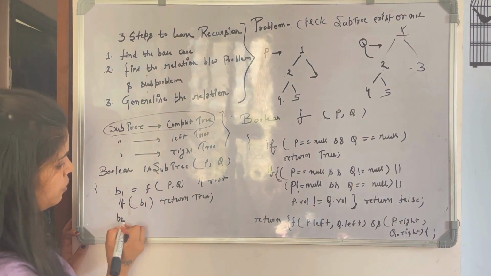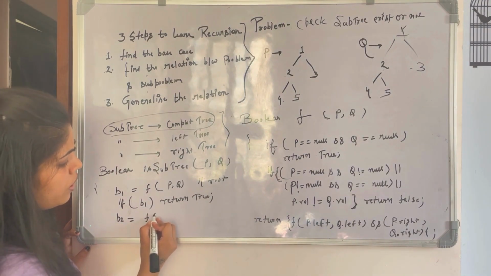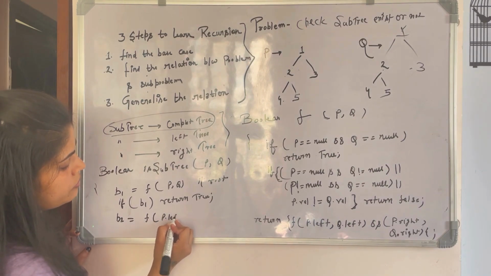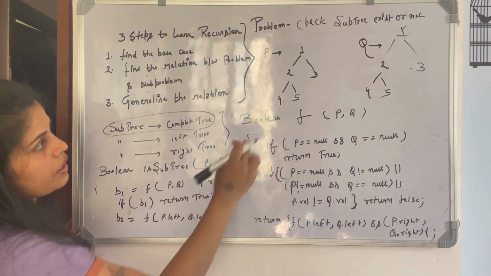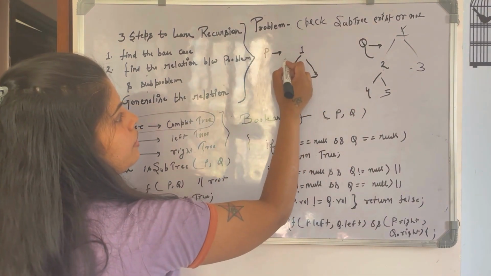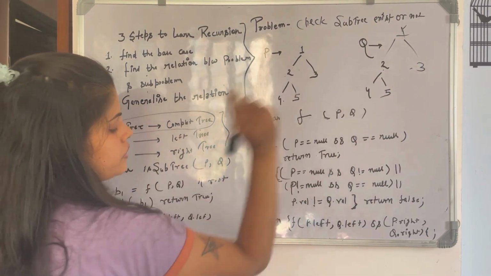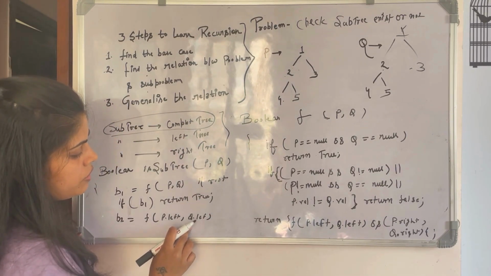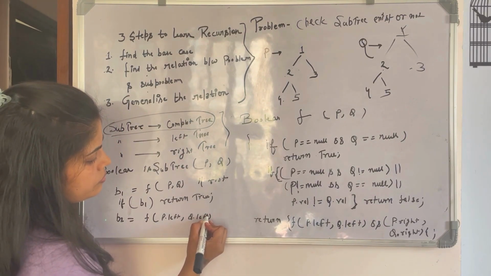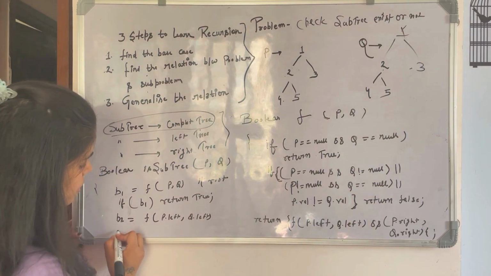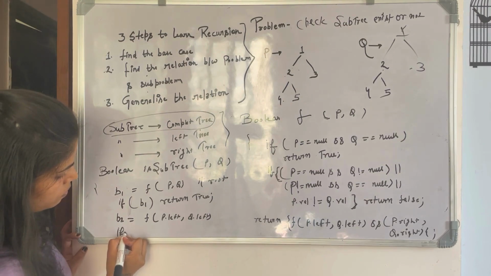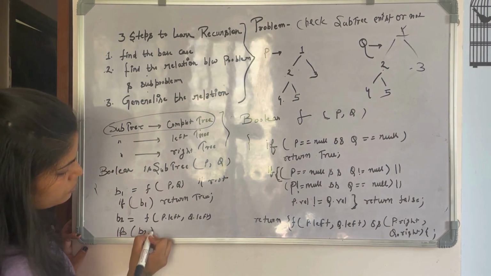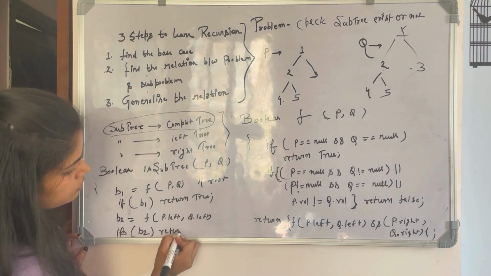And suppose b2 for the left: f of p dot left comma q dot left. The tree may be on the left side, that's why we are checking left. If b2 is true, then return true.